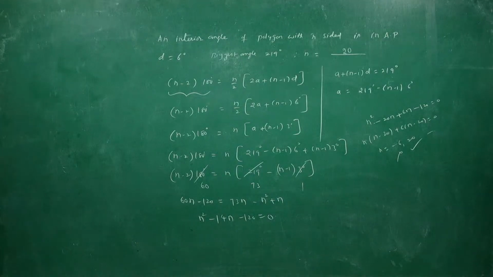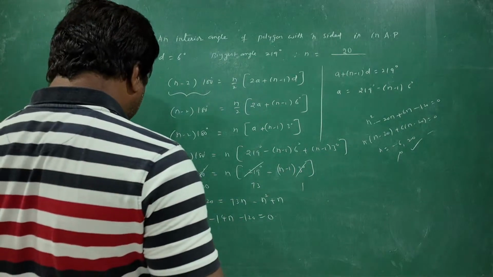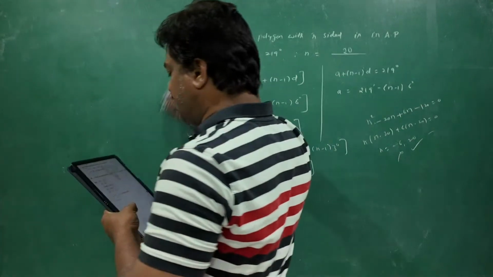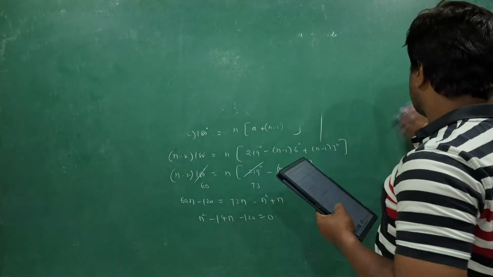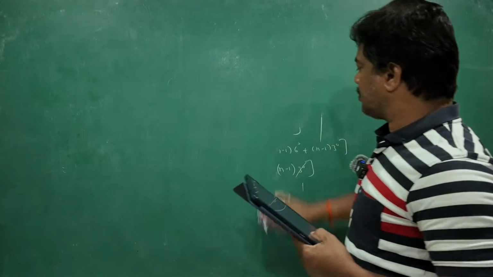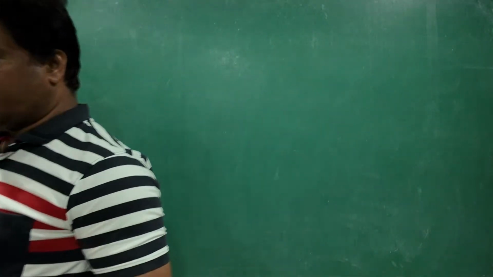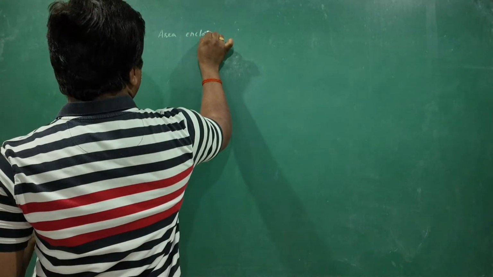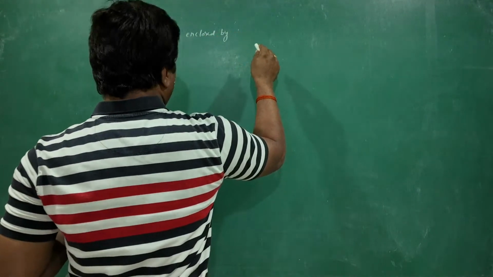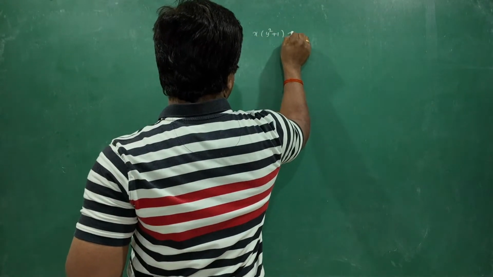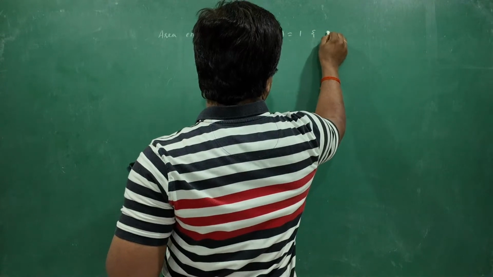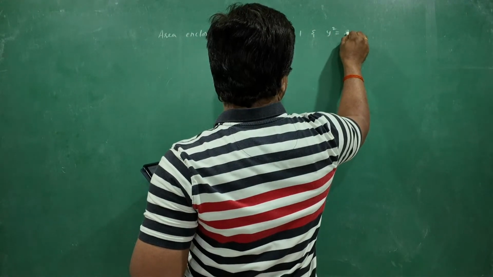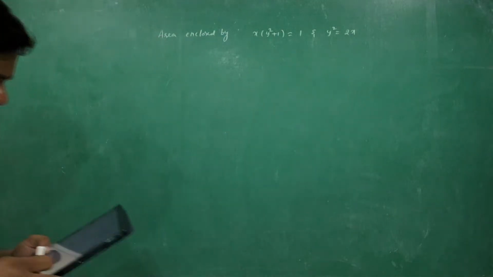Next, a question from areas. The question is: the area enclosed by x into y square plus 1 equals 1 and y square equals 2 times x.